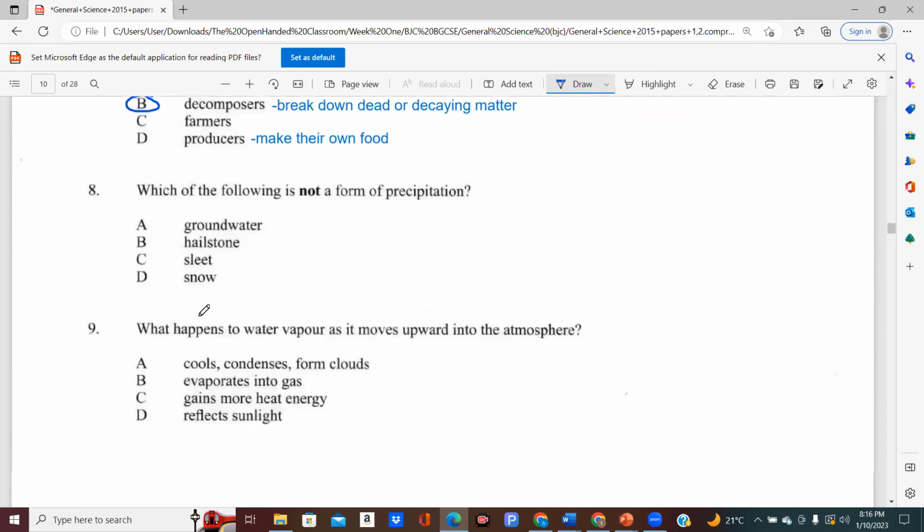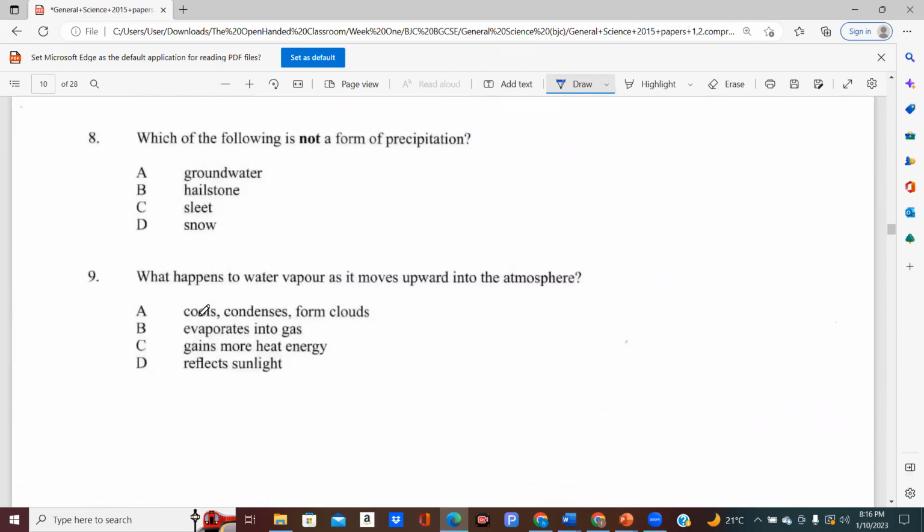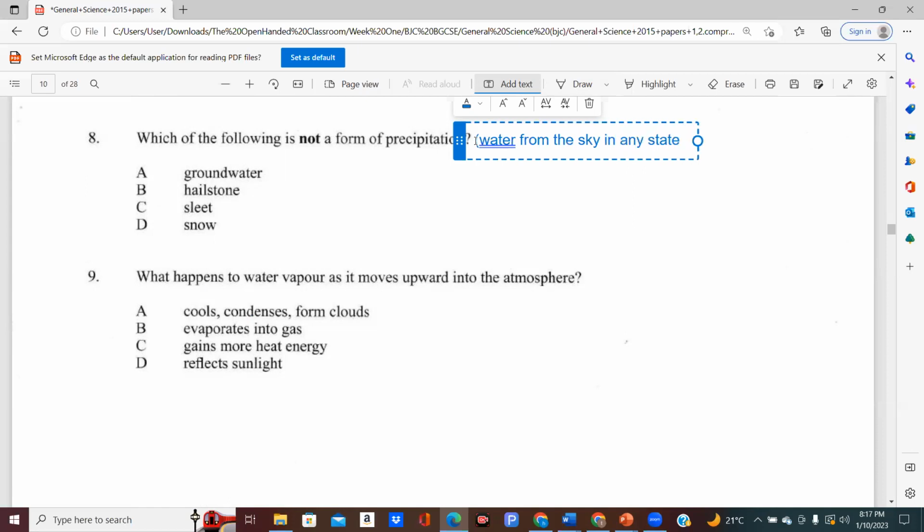All right, which is not a form of precipitation? Groundwater. Very good, groundwater. So precipitation is water from the sky in any state. It could be solid, liquid, or gas. That's what we mean by precipitation.